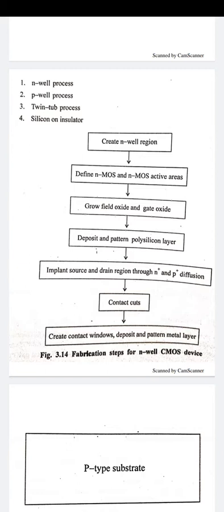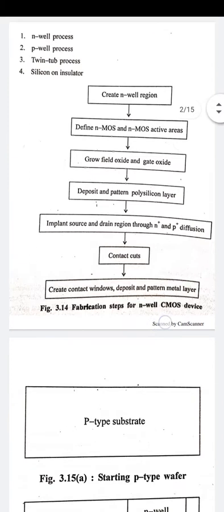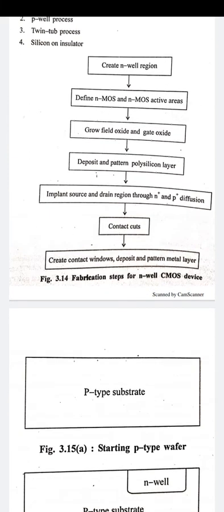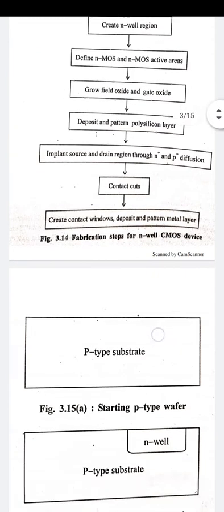So these are the whole steps by which we adopt the methods of N well, P well, twin tub, and silicon on insulator process. These are the basic steps. First I will discuss the N well CMOS fabrication process.